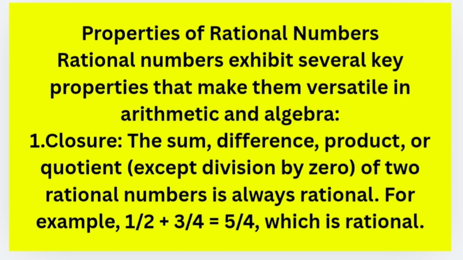Properties of rational numbers. Rational numbers exhibit several key properties that make them versatile in arithmetic and algebra. The first property is closure. The sum, difference, product, or quotient, except division by zero, of two rational numbers is always rational. For example, 1 over 2 plus 3 over 4 is equal to 5 over 4, which is rational.